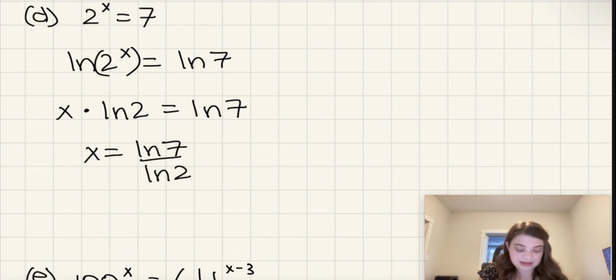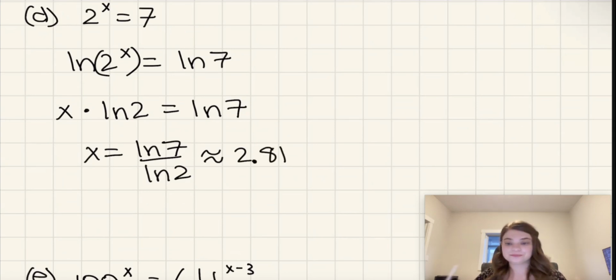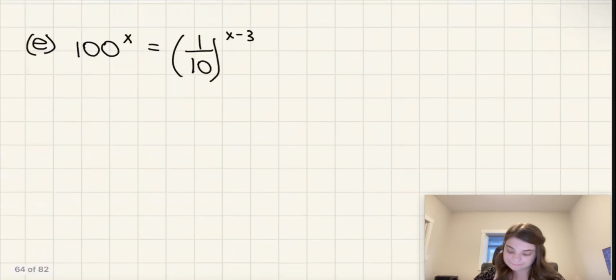And again, if they want the exact answer, then that's just the answer. It's just ln 7 over ln 2. If we want a decimal approximation, we grab our calculator, type in ln 7 divided by ln 2 equals, and I get about 2.81 approximately, if I round that to 2 decimal places. Okay, let's do one last one.